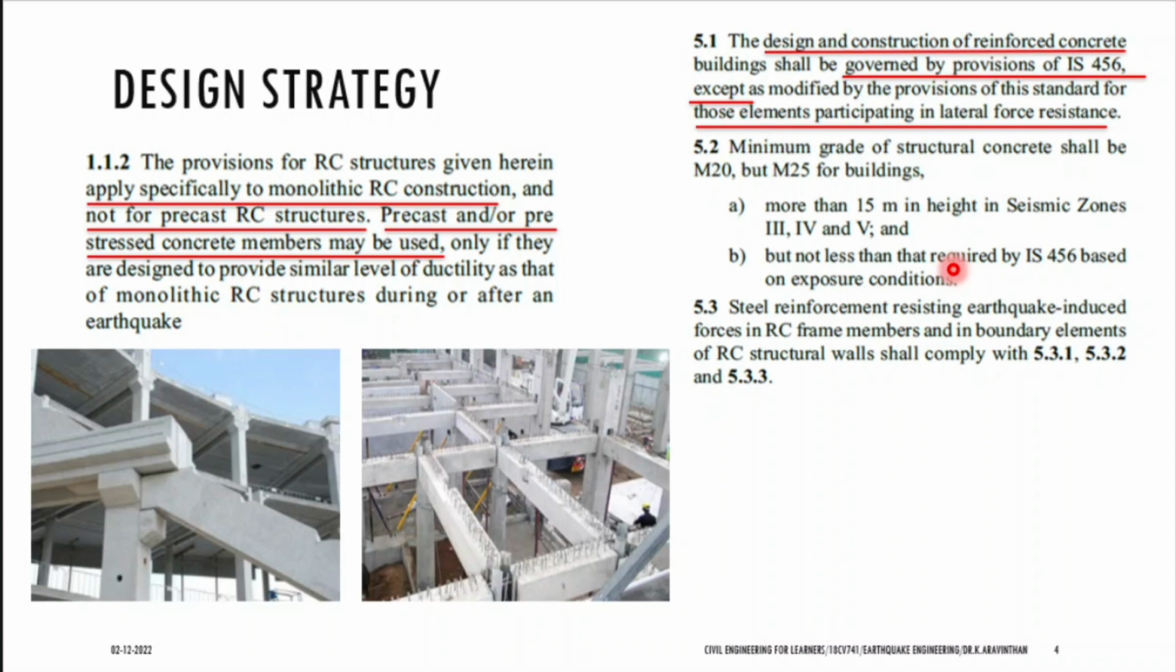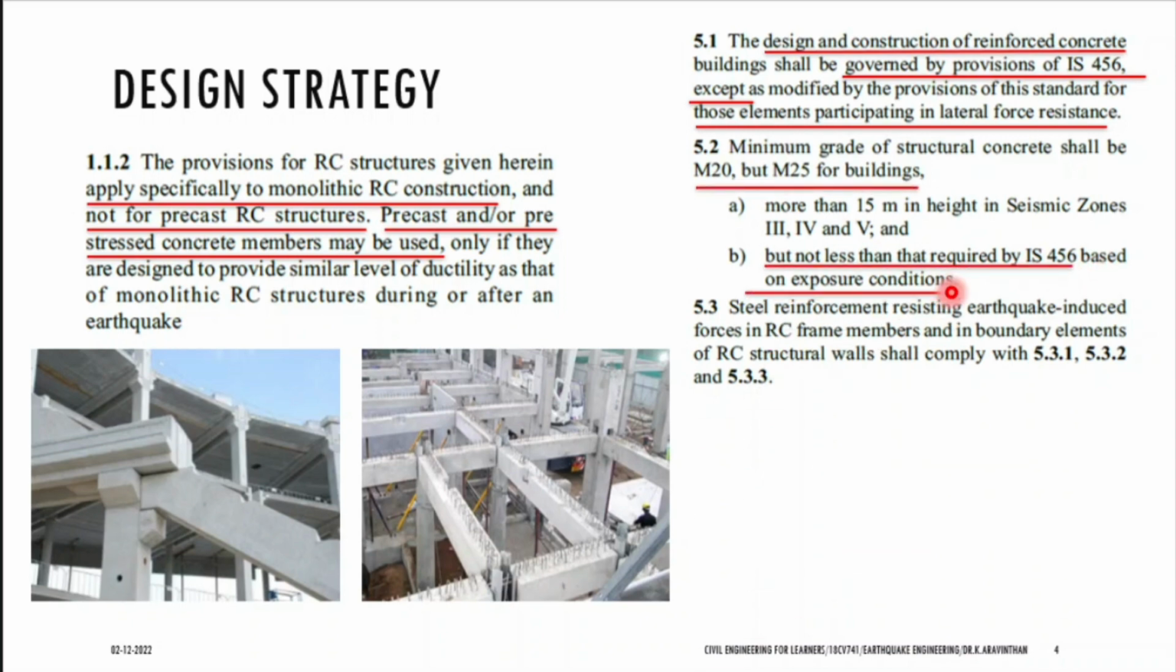In those zone 2, if you are constructing less than 15-meter height, what is 15-meter height? How many floors? Each floor is 3 meters to 3.5, maximum 3 meters to 3.5. So if you divide 15 by 3.5, about 5. Up to 4 to 5 floors, it is not required. But if you are going more than 4 to 5 floors, definitely your building should be minimum M20 to M25 grade. If you are building ground floor plus first floor, then they are saying that, but not less than required as per IS 456 on exposure condition.